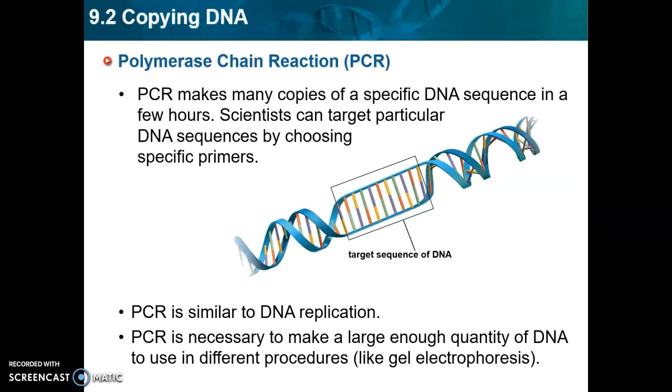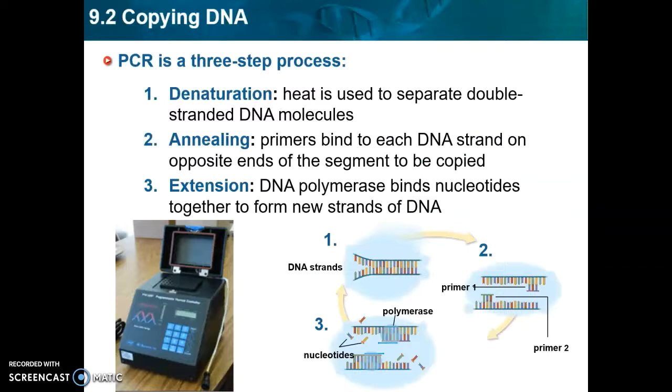So this is a really important process that happens before a lot of other biotechnology or forensics processes. You have to do this before gel electrophoresis. Otherwise, you don't have enough DNA in your sample to actually see it. The steps of PCR, there's just 3 major steps, and these 3 steps cycle over and over and over again.